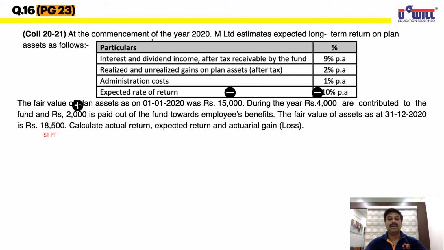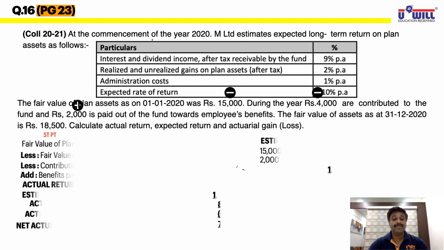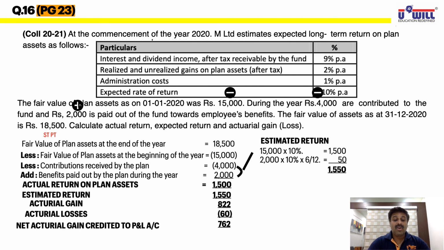Calculate the actual return, expected return, and actuarial gain or loss. All of you pause the video and try entire example on your own. Then you'll find the solution in front of you. I hope you all would have solved it. See here. Fair value of plan assets at the end 18,500. Beginning 15,000 we will minus, contribution 4,000 we will minus, benefits 2,000 we will plus. So actual return is 1,500.